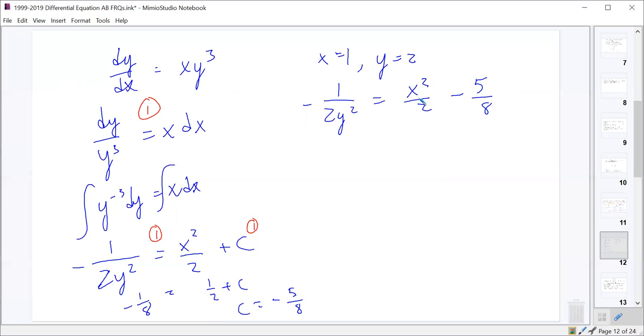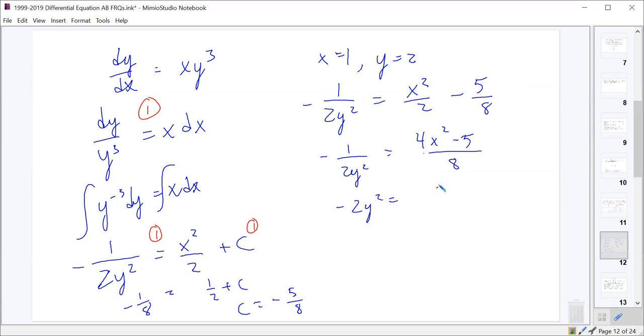If you want to get a common denominator here, you can. I don't know if they did. It looks like they didn't right away. It's up to you. If you want to get a common denominator right away and then just take the reciprocal, you can. That's probably what I would do. So I'd rewrite this as negative 1 over 2y squared equals 4x squared minus 5 all over 8. And then I'd flip it.